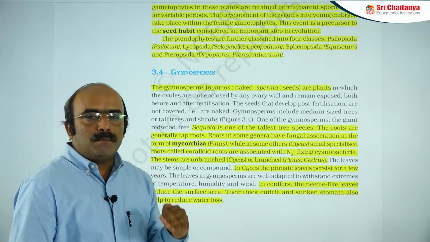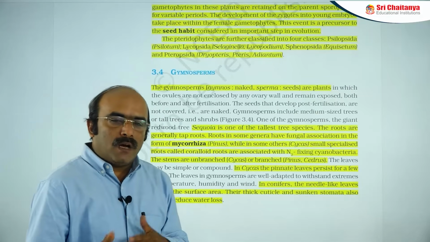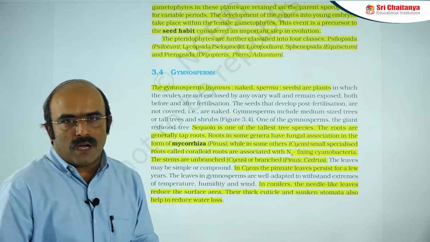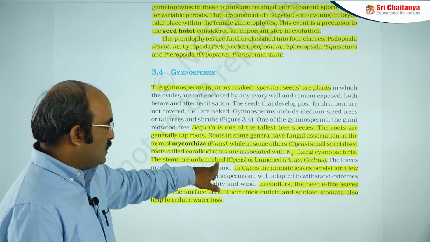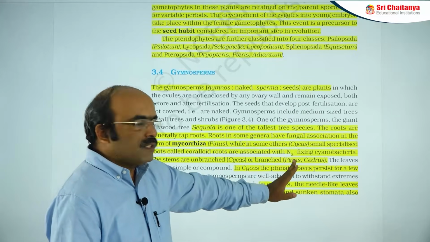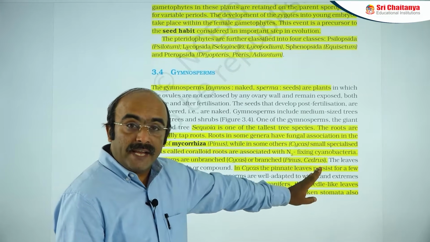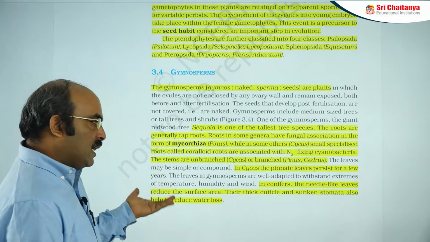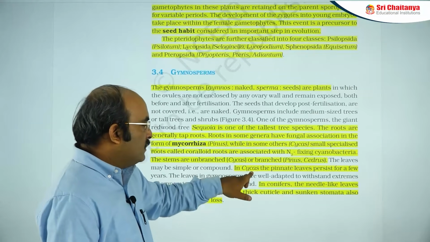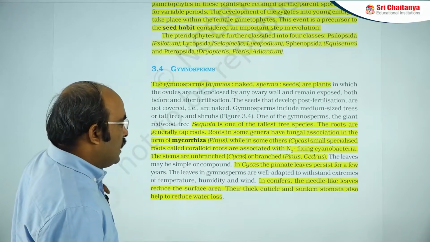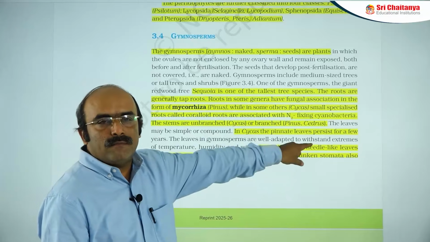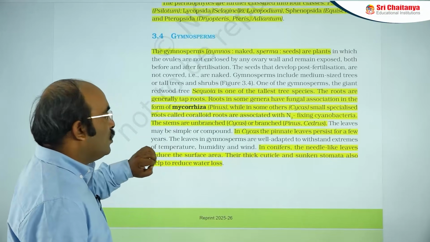Coming to the stem part, the stem may be branched or unbranched. Unbranched stems could be observed in Cycas. Branched stems are observed in Pinus and Cedrus. So, in the case of leaves, you could observe that Cycas is supposed to be showing pinnate leaves that will be persisting for few years.